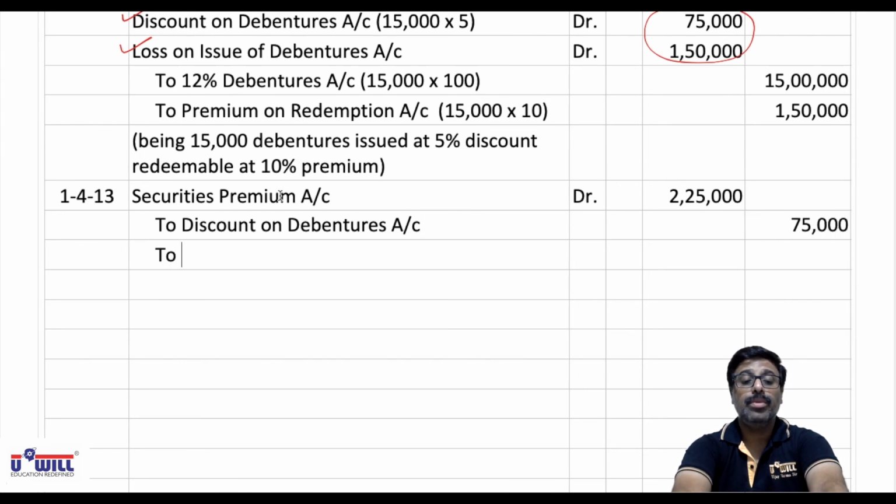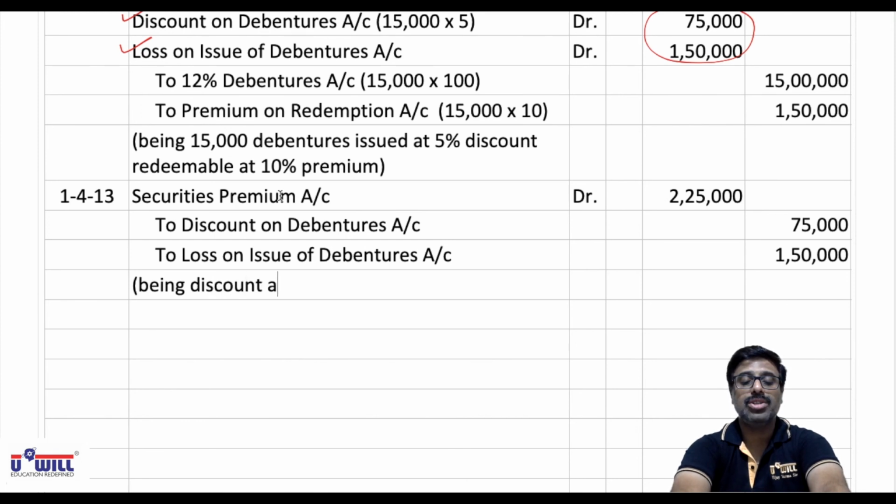To loss on issue of debentures account 1,50,000, being discount and loss written off. So these two entries of issue are done.